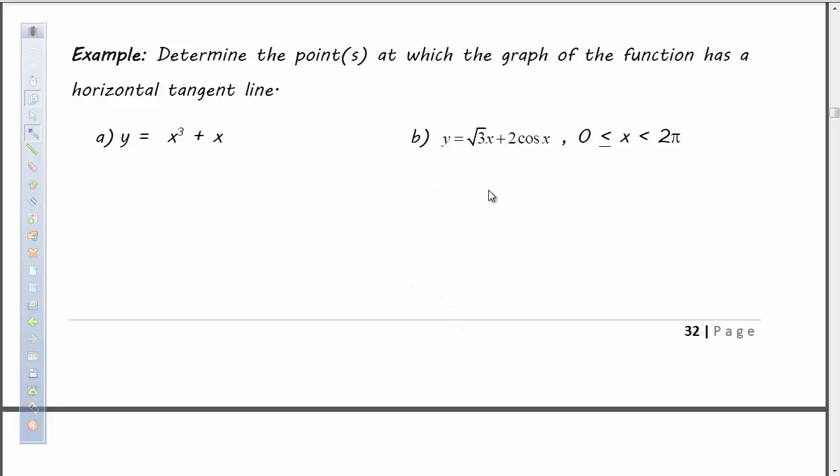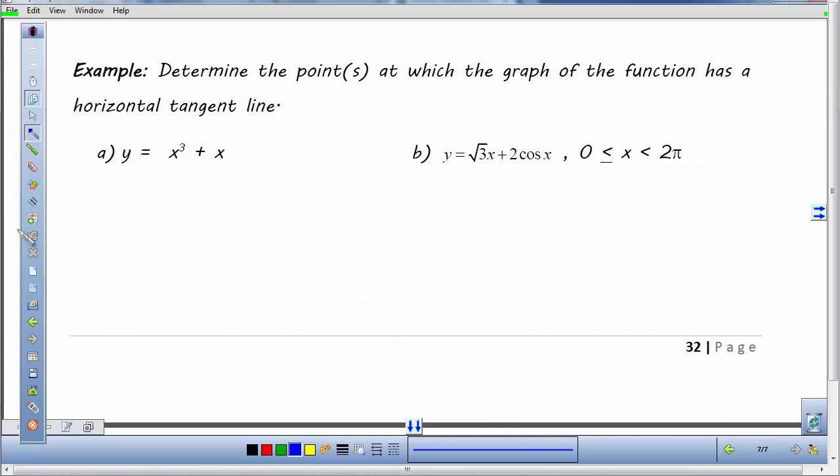Okay, let's look at this one. We've got y equals the square root of 3 times x plus 2 cosine x. So again, first step is going to be what? Find the derivative. Okay, so our derivative is what? y prime equals square root of 3. Very good. Does everybody agree?